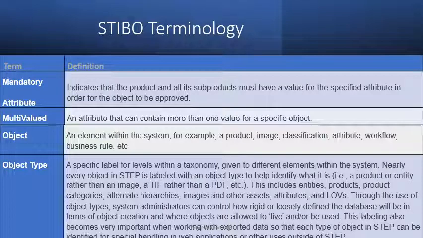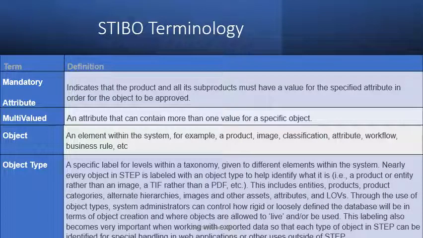What kind of object is an image? What's the type of image? And it also includes entities, products, product categories, alternative hierarchies.